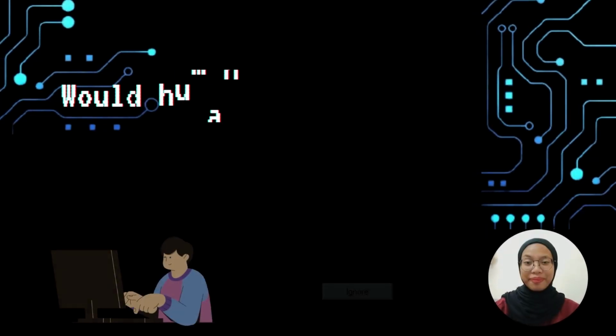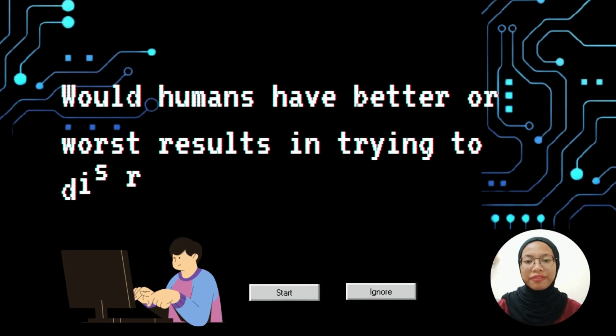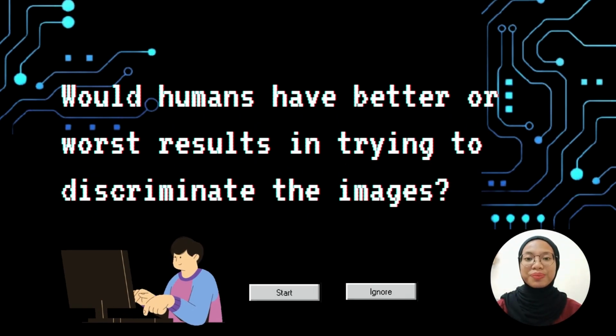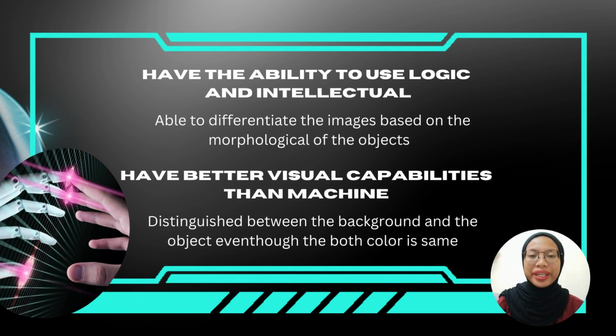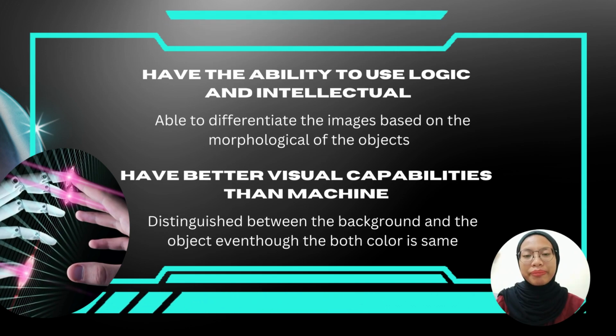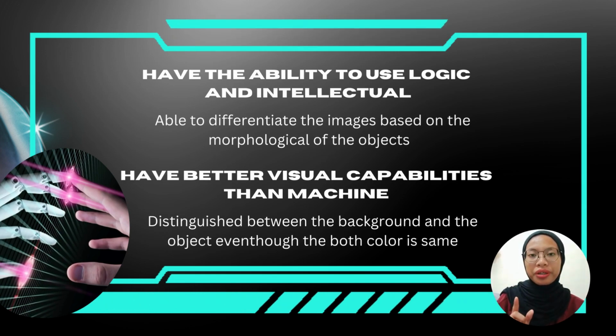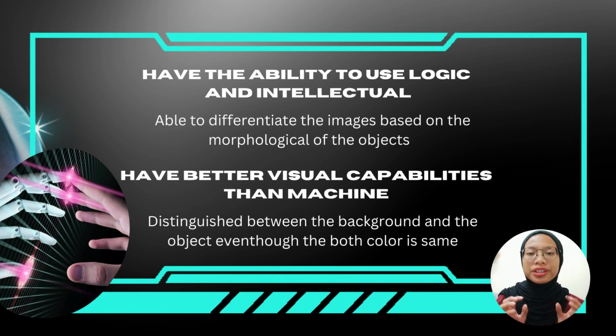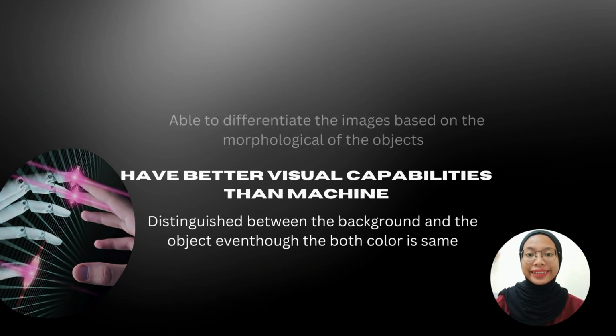Hi, I'm Norhazimah. I will present on whether humans have a better or worse result in trying to discriminate the images. Based on the results obtained, we can see humans do better when attempting to differentiate between the images. This is because humans have the ability to use logic and intellect to differentiate the image based on the morphology of the object. Meanwhile, machines solely depend on the pixels collected from the image to assess differences. Next, humans have better visual capability than machines. We can distinguish between the background and the object even though both colors are the same.